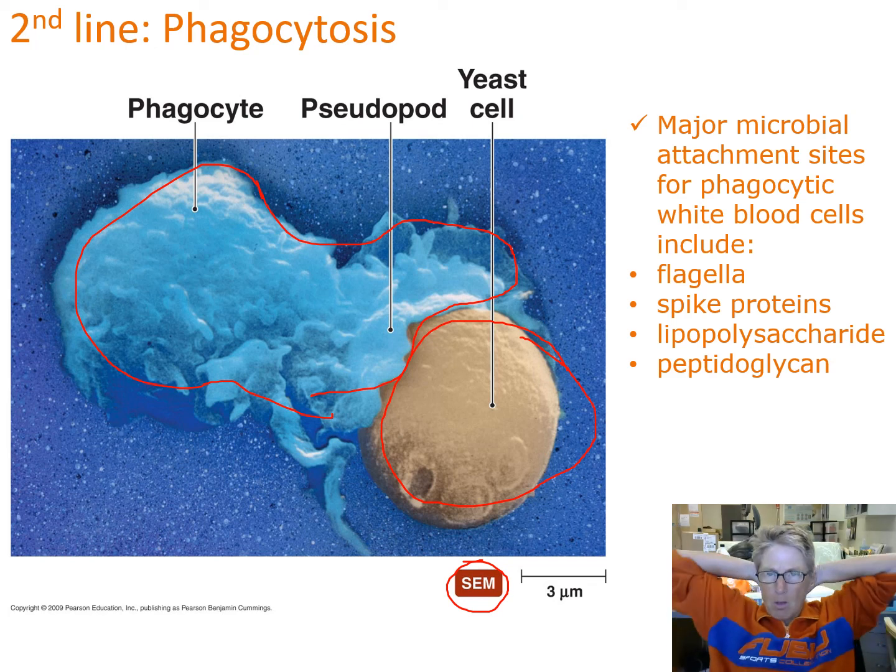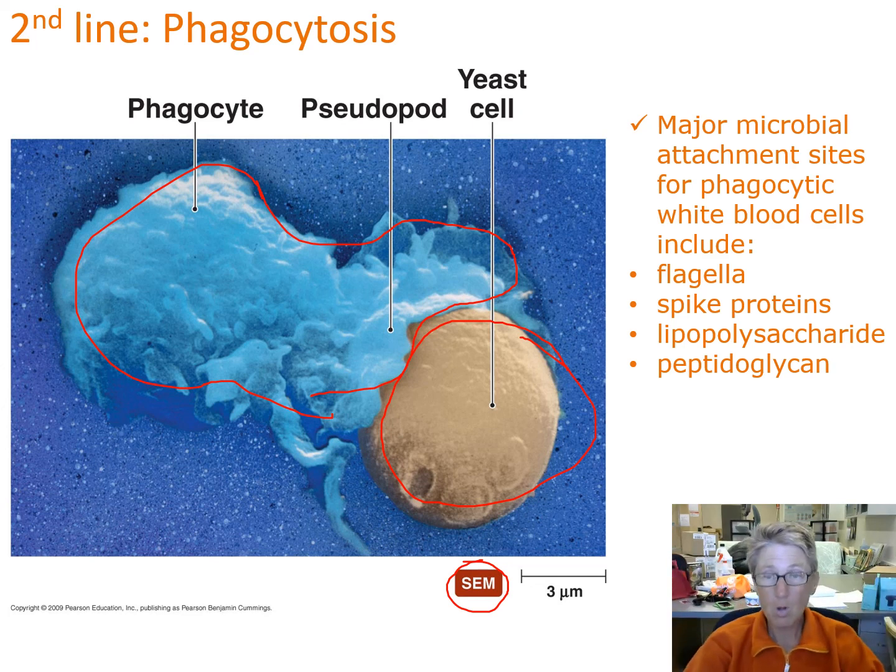Major microbial attachment sites for the phagocytic white blood cells include things like a flagellum. If you're a phagocyte and you see a flagellum, that could be an attachment site for you, so you could kill the bacteria with the flagellum. Spike proteins on viruses are an attachment site for phagocytes. Lipopolysaccharide, or LPS, is a component of gram-negative cells. And then peptidoglycan is what makes up the cell wall in bacteria.